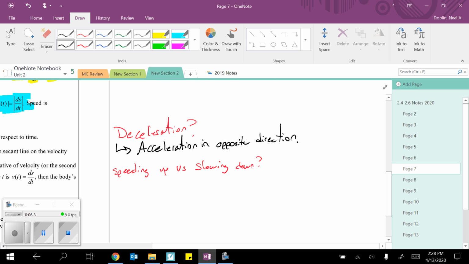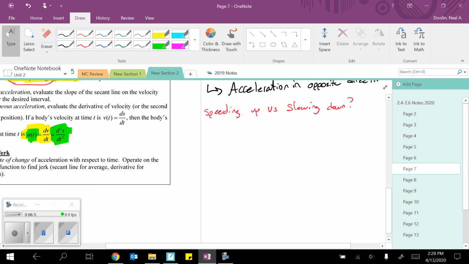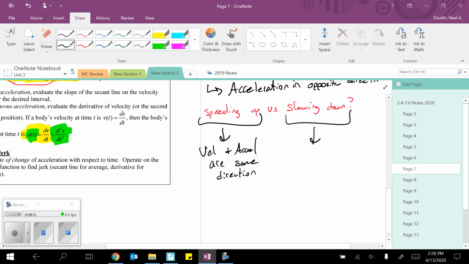So then there will be a lot of times in our class where we'll talk about, hey, is this thing speeding up? Is this thing slowing down? Basically, with this whole direction thing, speeding up is going to be when velocity and acceleration are in the same direction. And then slowing down is when they're in opposite directions.